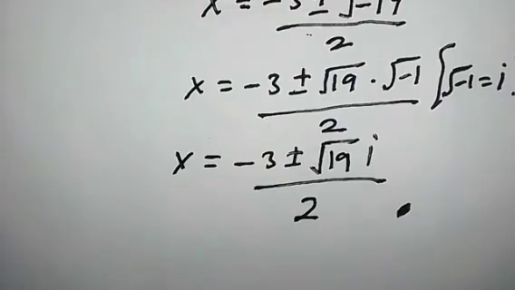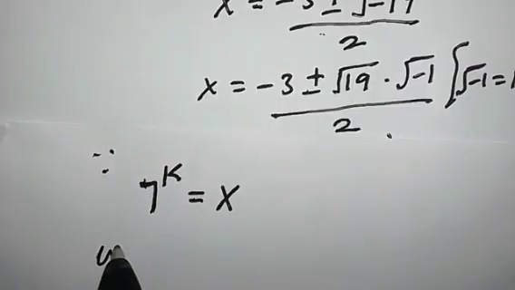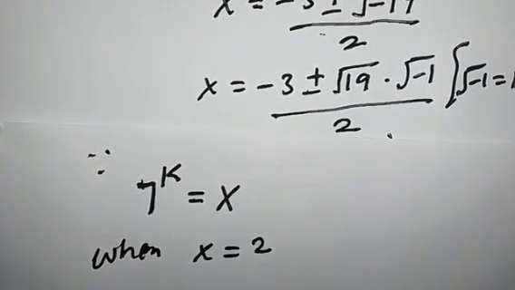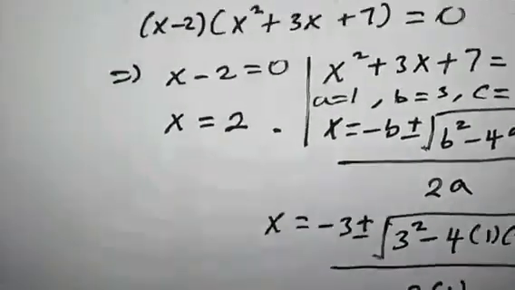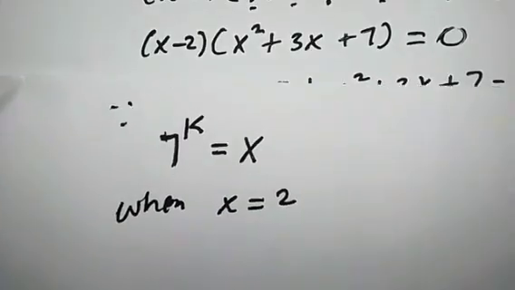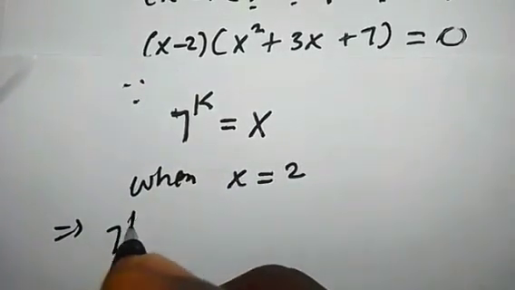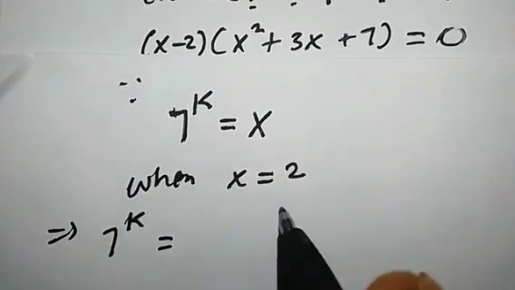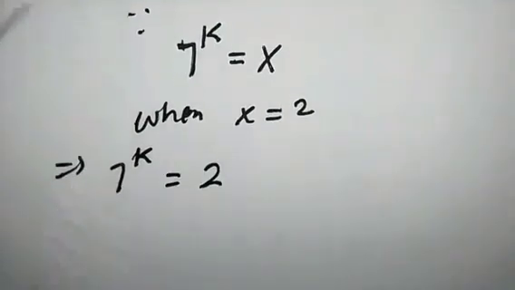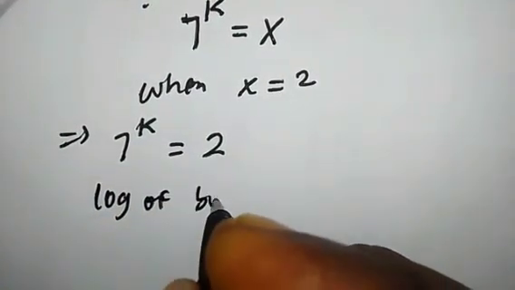We will now consider each value of x. First, when x is equal to 2, that's the first value of x that we got. This guy. Let's continue. This implies that 7 to the power of k is equal to, in place of x, we write what? We write 2. Now, take log of both sides.